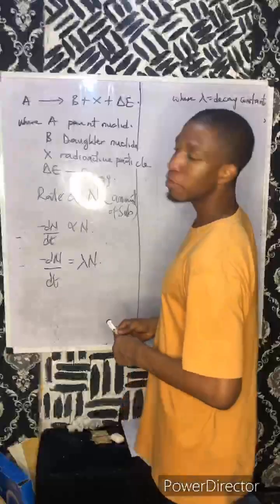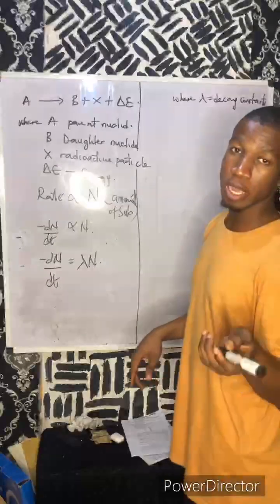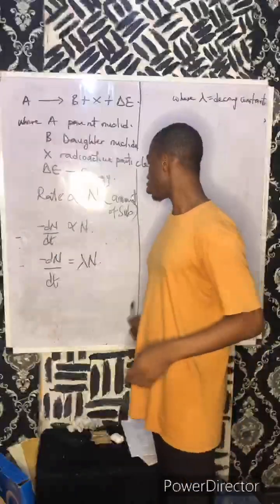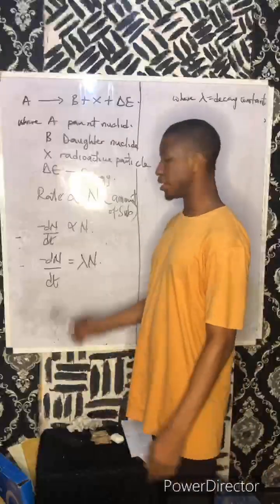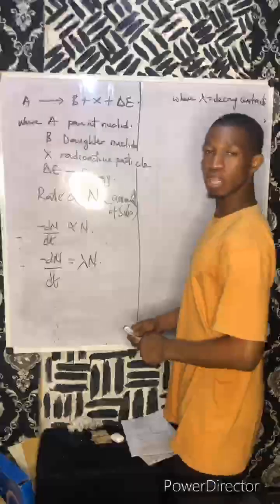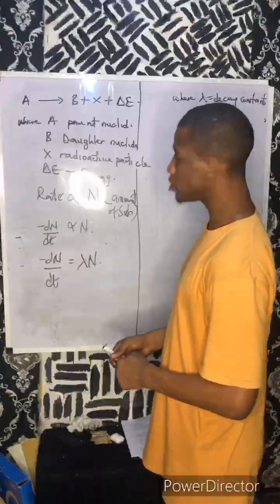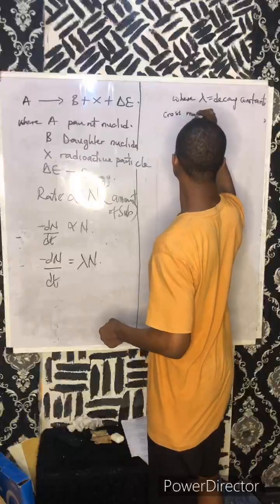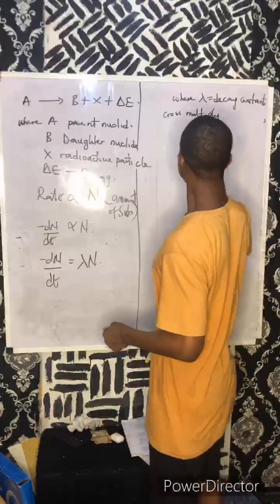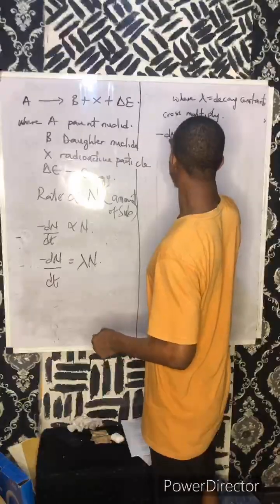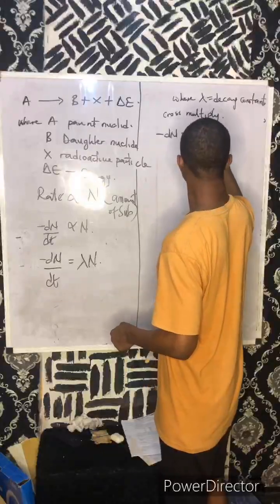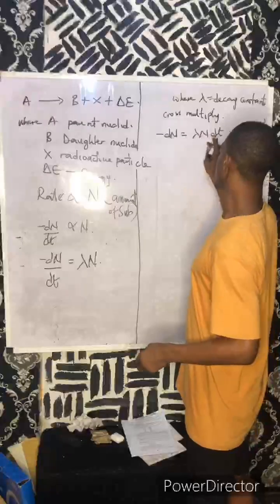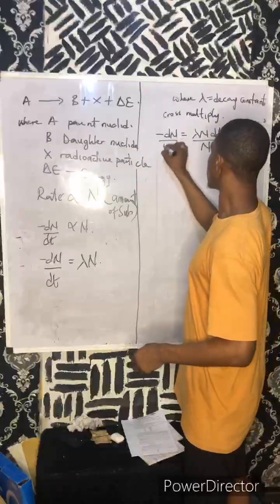Now, I remember telling you in chemical reactions that whenever you are met with a situation like this, you make N the subject of the formula. In order to do this, first you cross multiply. When you cross multiply, you have minus dN equals lambda N dt. Then the next thing you do is divide both sides by N.